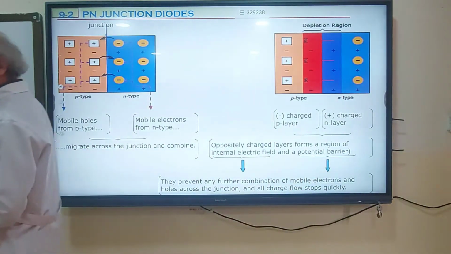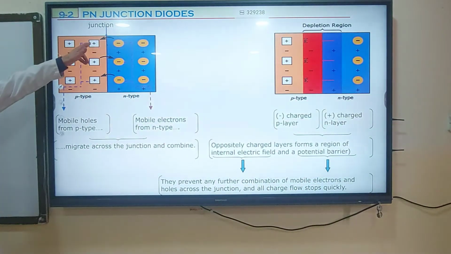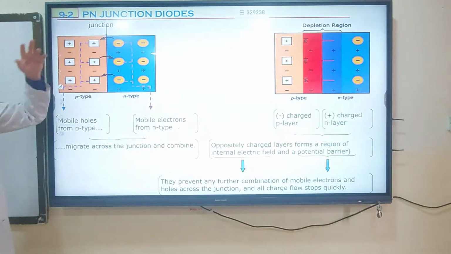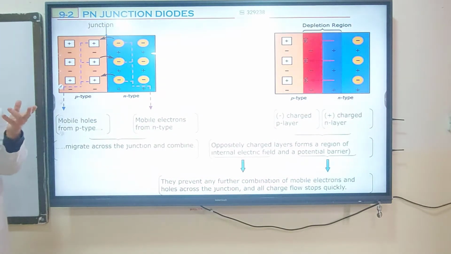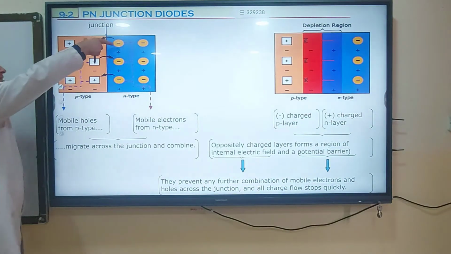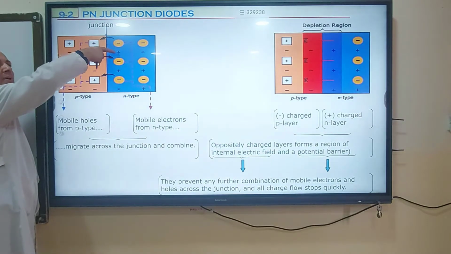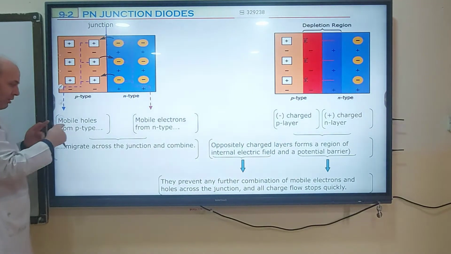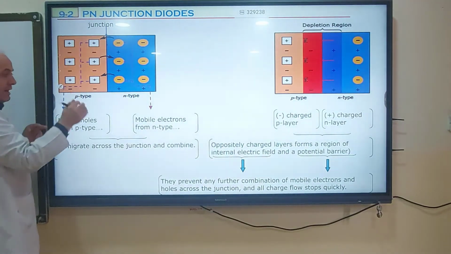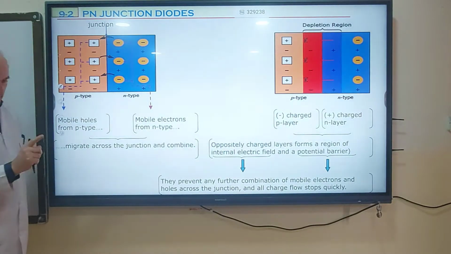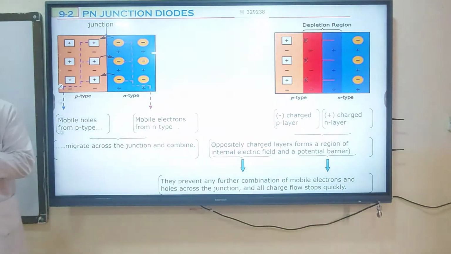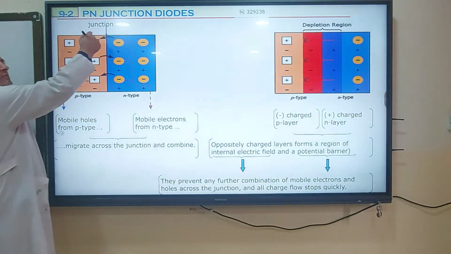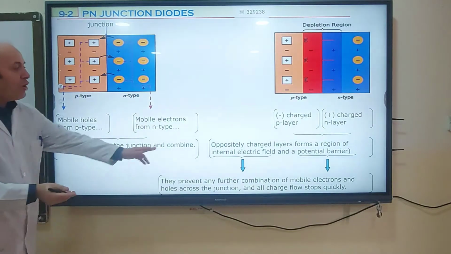As soon as they combine, we know that holes are mobile in p-type and electrons are mobile in n-type. So electrons and holes are oppositely charged particles. They will attract each other. And these electrons and holes will start combining in this region, which is the junction. Mobile holes from the p-type and mobile electrons from the n-type migrate. Migrate means move across the junction. That is, one of them goes to the right, the other goes to the left, and they combine.